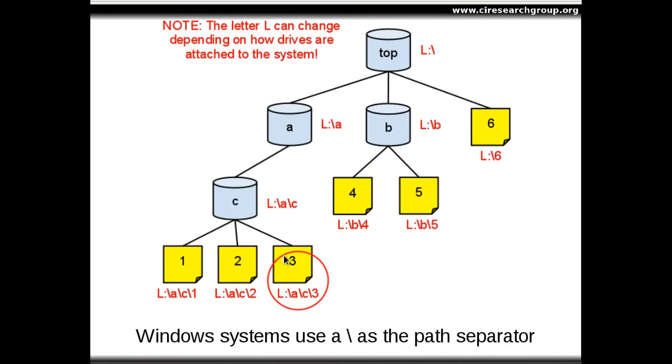So, for example here, file number 3 has a path L:\A\C\3. This means to start at the top, which has the path of L:\, then go to A, then go to C, and finally go to 3.